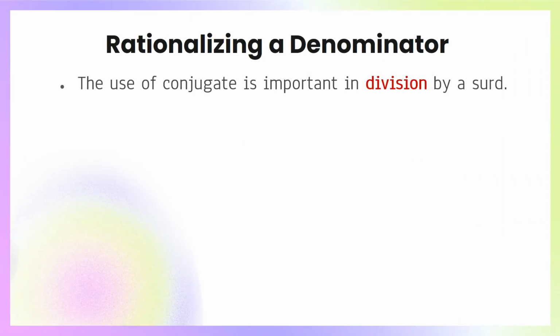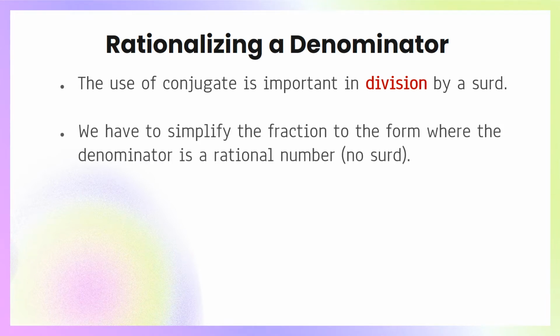The use of conjugate is important in division by a surd. Rationalizing a denominator is when we have to simplify the fraction to the form where the denominator is a rational number, which is we simplify the fraction until the denominator becomes no surd. So this is called rationalizing a denominator.